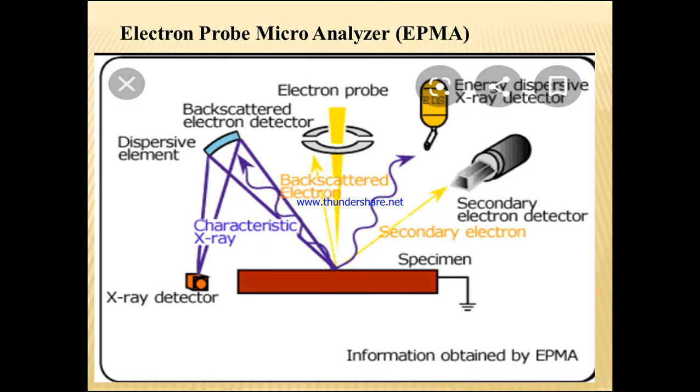Secondary electrons which are emitted in the same case will be detected by the secondary electron detector, and the X-rays which are emitted will be detected by the X-ray detector, that is the energy dispersive X-ray detector. By combining all these data, we convert them to digital form for the computer, where the data can be analyzed to get the result of the specimen. So this is the working of the electron probe microanalyzer.